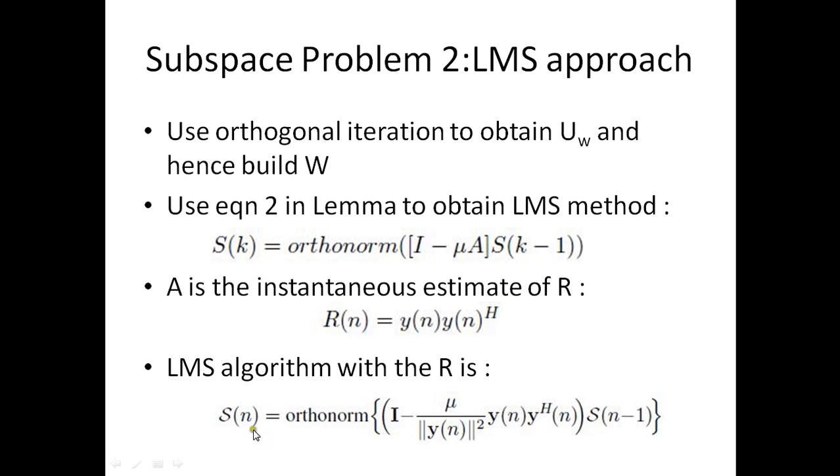S of n here represents u subscript w. S of n is equal to orthonorm of I minus mu by norm of y of n squared into y of n into y of n Hermitian, where this is the autocorrelation, multiplied by S of n minus 1, which is the previous estimate of u subscript w. Now, the important thing to notice here is that this orthonormalization is carried out using QR decomposition.